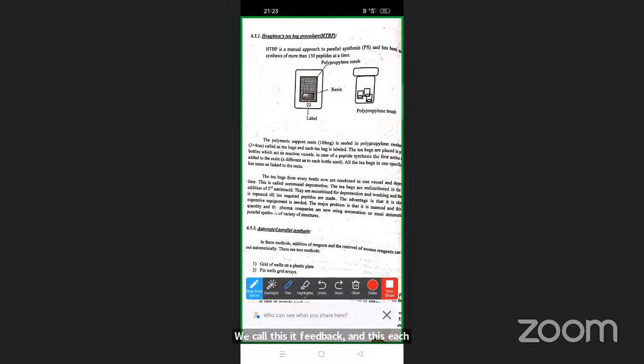Now we are starting the reaction. The first amino acid is added in each tea bag. For example, amino acid one, AA1, is added here. So all the tea bags are added with amino acid one.